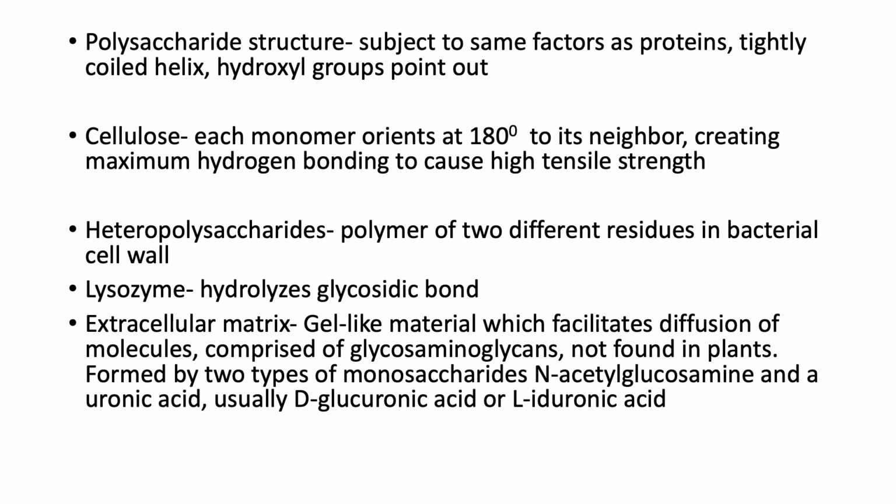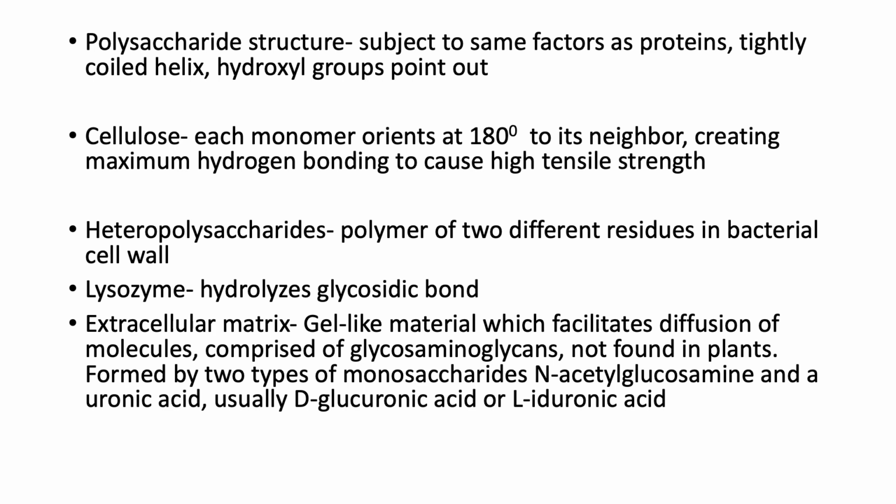When you have a polysaccharide structure, you have the same issues as with proteins. You can have a tightly coiled helix. Hydroxyl groups can point out. In cellulose, each monomer orients at 180 degrees to its neighbor, so you have maximum hydrogen bonding to cause high tensile strength. This is the good property of wood.